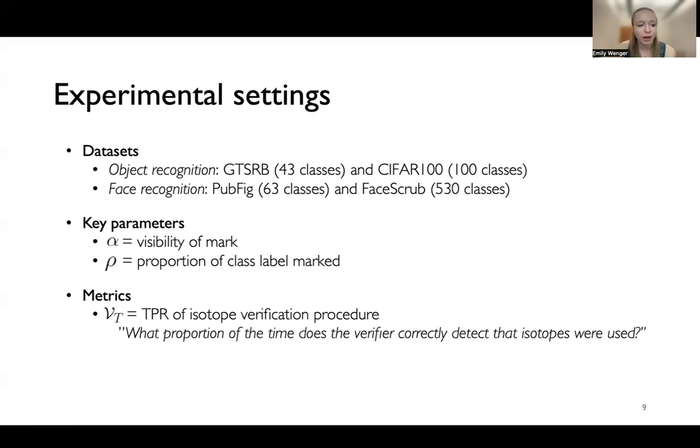The metric we use to evaluate isotope performance is this thing we call V of T, which is the true positive rate of an isotope verification procedure described in the paper. Essentially, what V of T says is what proportion of the time does the verifier correctly detect that isotopes were used to train this model?